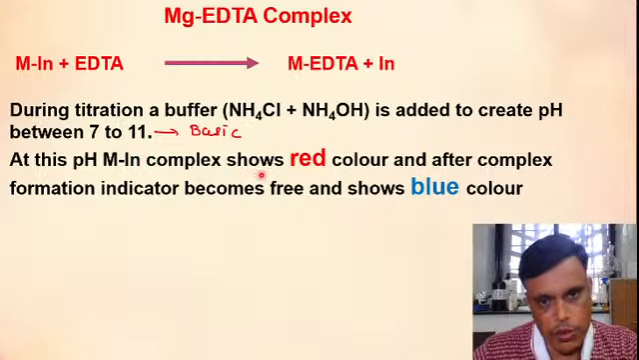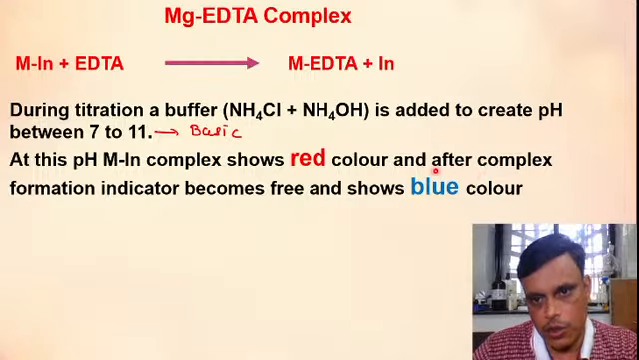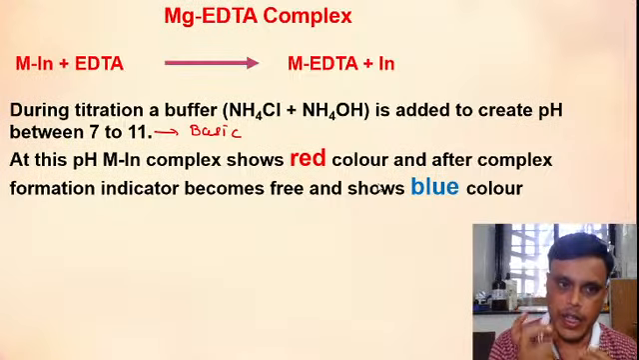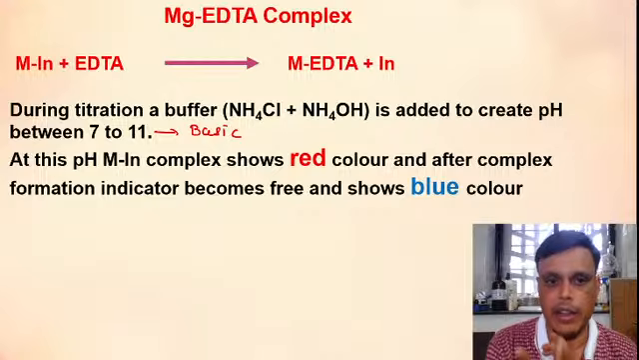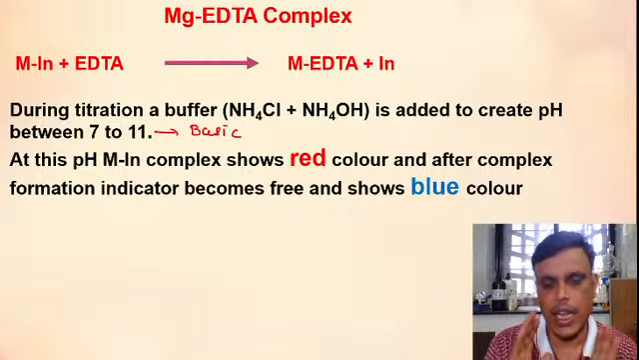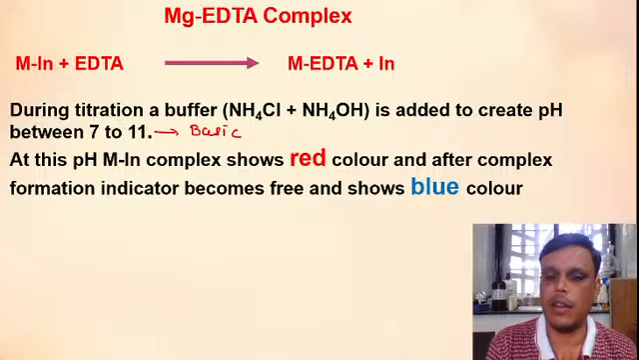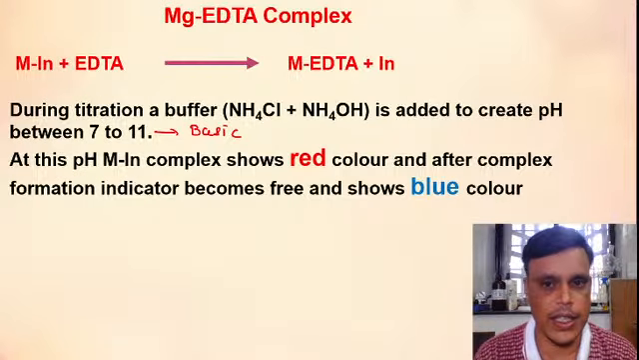metal indicator complex shows red color. I have told you earlier. At this pH, metal indicator complex shows a red color, and after the complex formation the indicator becomes free, that also I have told you, and shows a blue color. So at the starting, in your conical flask you will have a red color solution, and after the titration the color of your solution will become blue. That means the end point of the titration is red to blue.